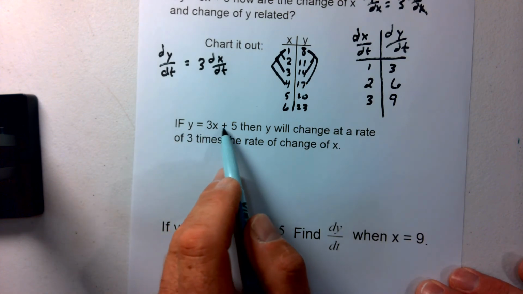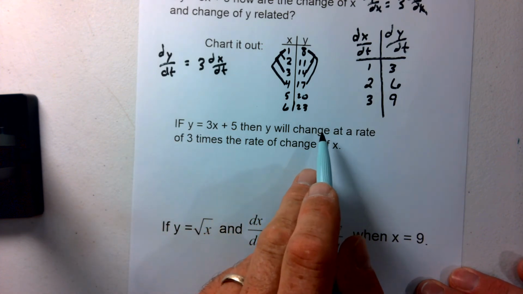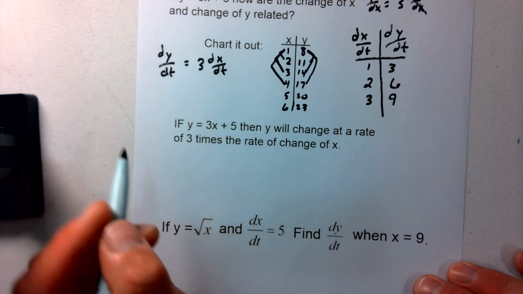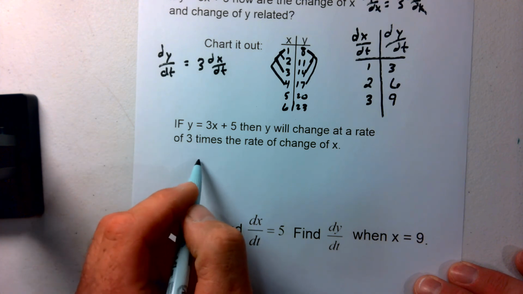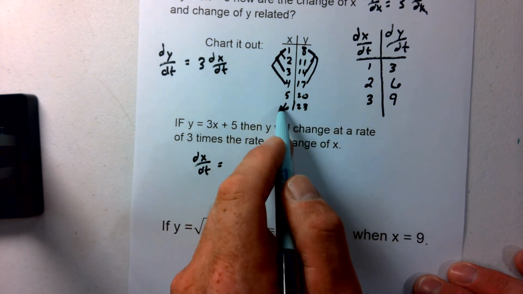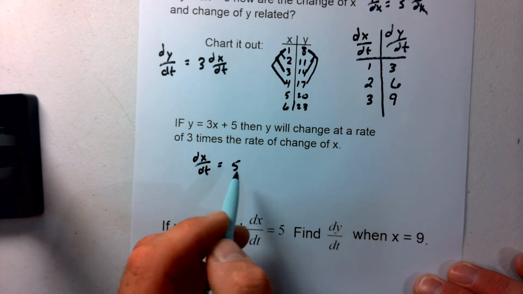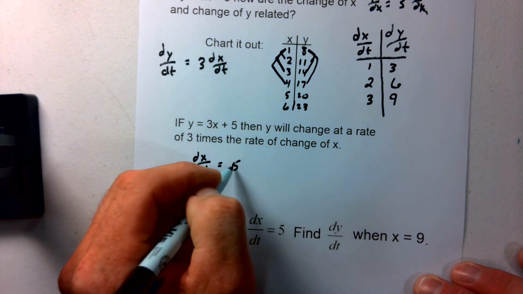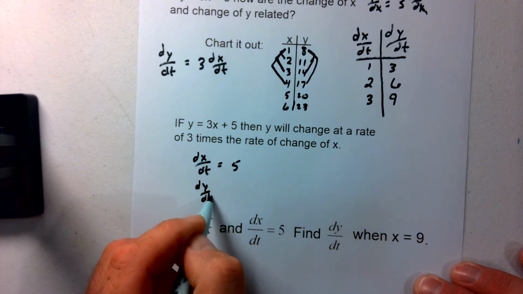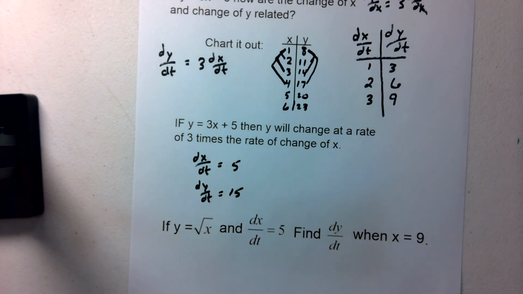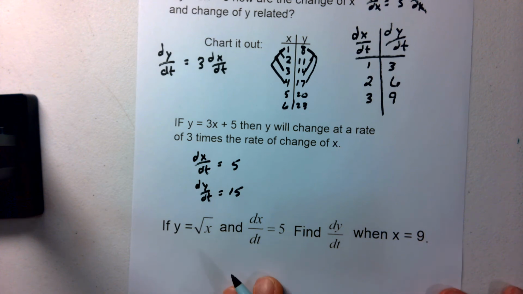So if y equals 3x plus 5, then y will change at a rate of 3 times the rate of x. What importance does that give us? Well, if we know that dx/dt is 5, then I know that the y value is going to change at 3 times that x changing. So dy/dt would change at a rate of 15. And it's going to be feet per second, feet per minute, or hour, whatever we want.